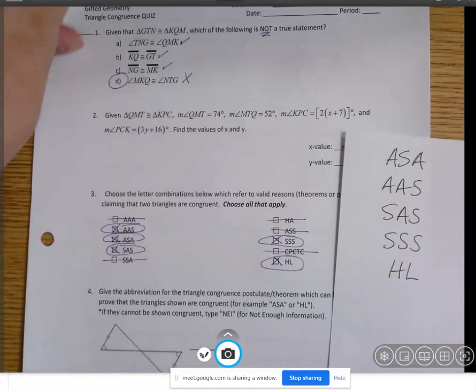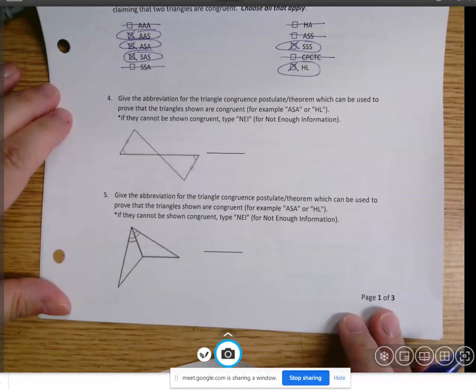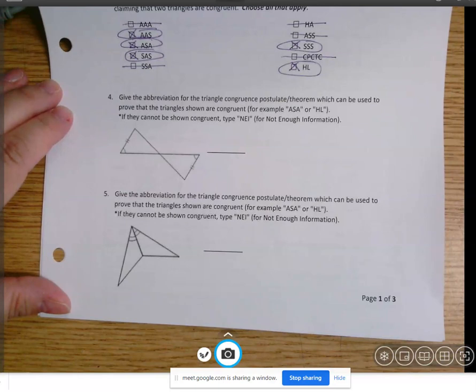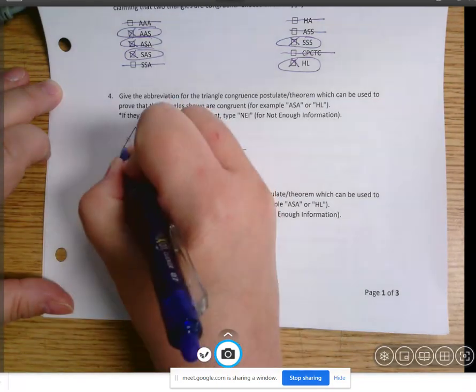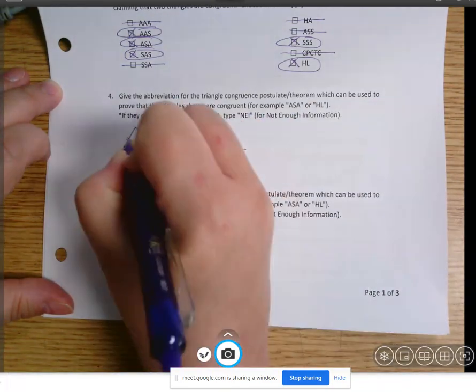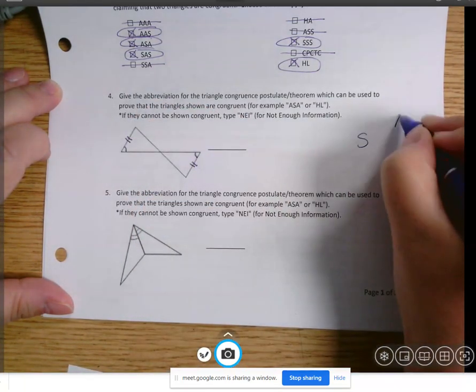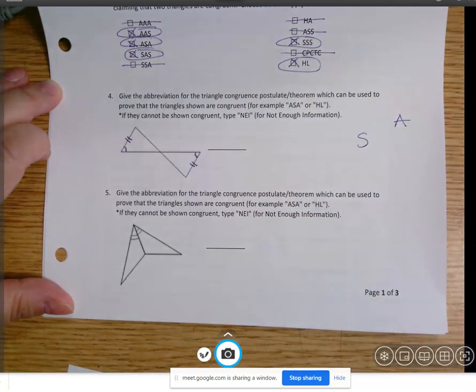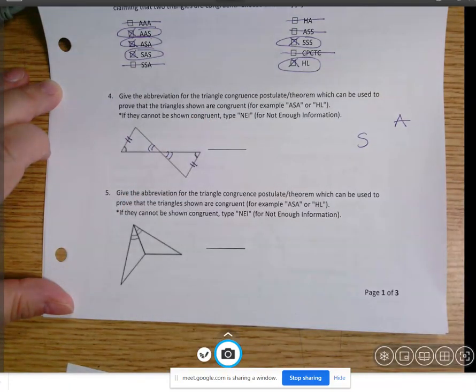Okay. Number 4, give the abbreviation for the triangle congruence postulate or theorem, which can be used to prove that the triangles shown are congruent. If they cannot be shown congruent, type NEI for not enough information. We were given one pair of angles, and then we were given a pair of sides. So we have an S and we have an A. The only other thing we know without being told is that we have a pair of vertical angles. So that's another pair of A's, or that's another A.